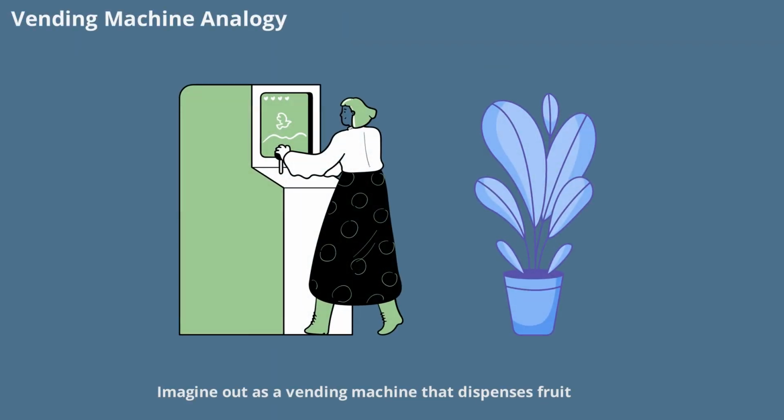Imagine out as a vending machine that dispenses fruit. It's safe to get any kind of fruit out. In is like a trash bin for plastic. It can safely accept any subtype of plastic. These analogies help clarify how in and out control what types you can safely use in your code.